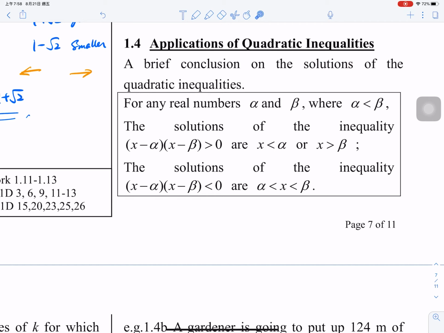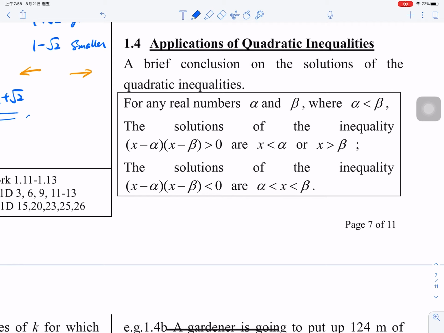Do you remember? Very simple. For the real numbers alpha and beta, where alpha is the smaller one, if the quadratic inequality is greater than 0, then the two sides are the solutions. If the quadratic inequality is smaller than 0, then the solution is in between the two x-intercepts.